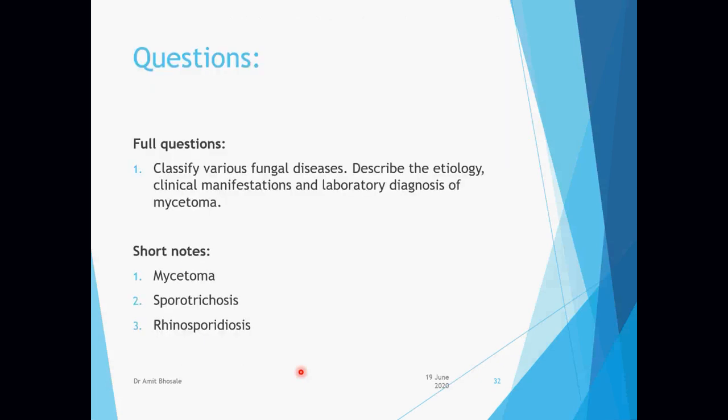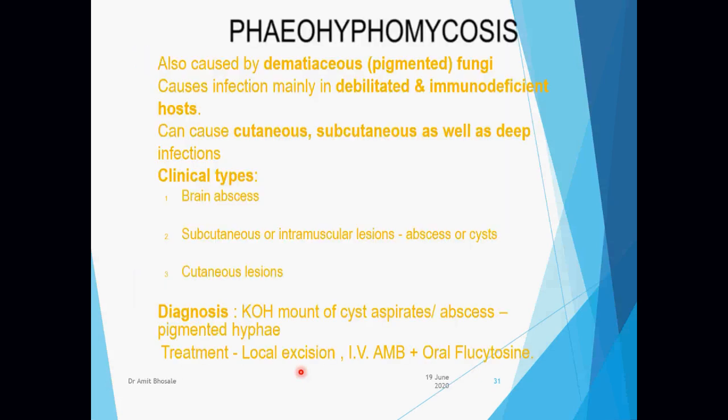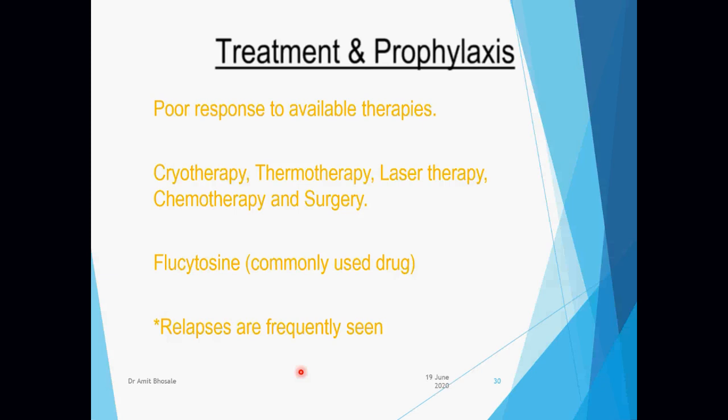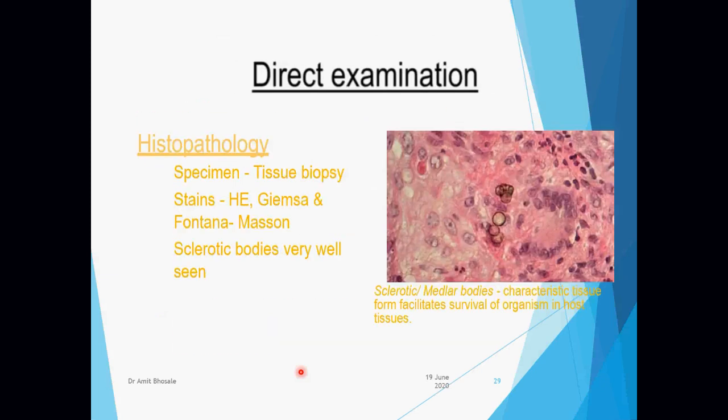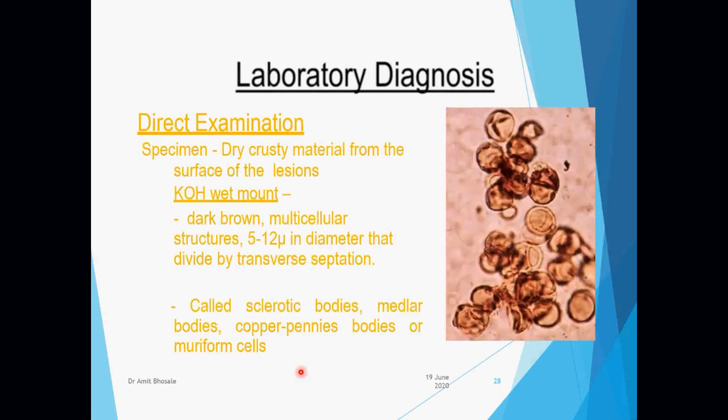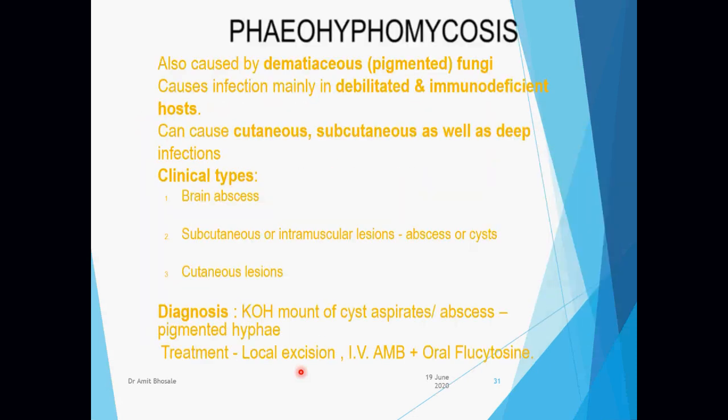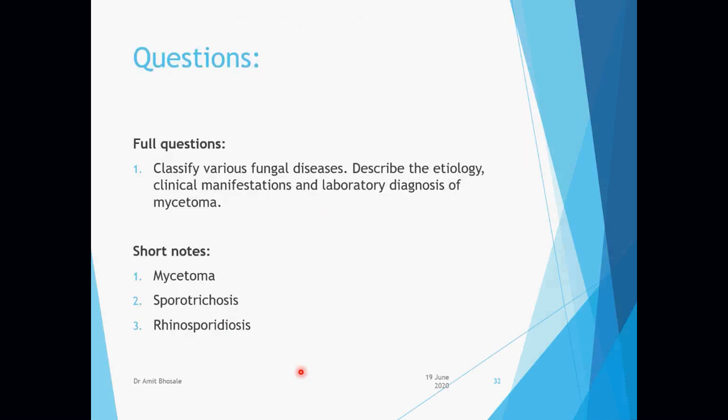So these are the common subcutaneous mycoses which are important for you. Which are they? First is mycetoma, then sporotrichosis, then chromoblastomycosis, rhinosporidiosis, and phaeohyphomycosis. These are the subcutaneous mycoses.